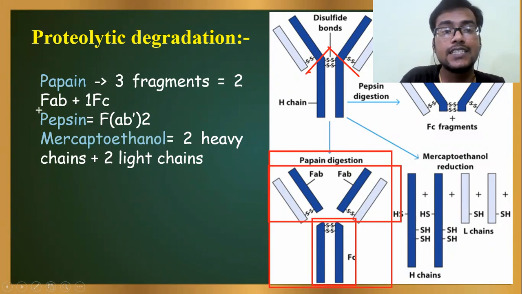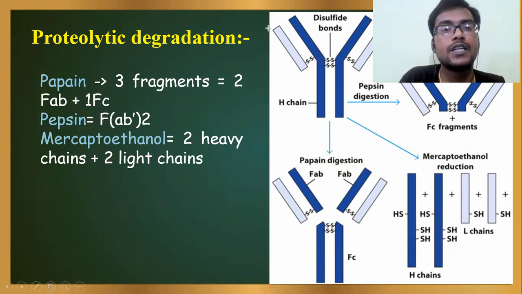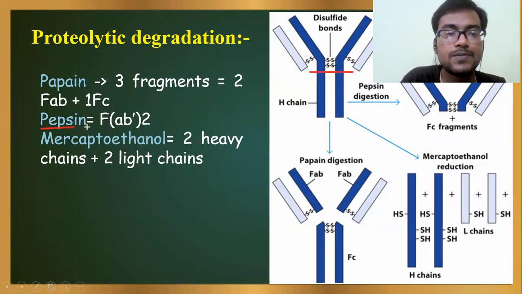Then comes the next proteolytic enzyme, that is pepsin. Pepsin breaks that antibody into a single piece, known as F(ab')2. Why is it called F(ab')2? Because pepsin breaks after the hinge region.